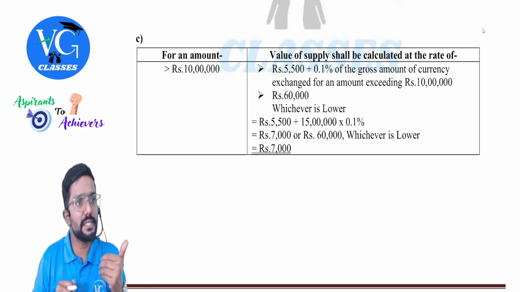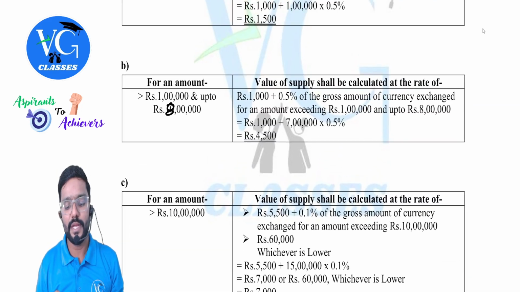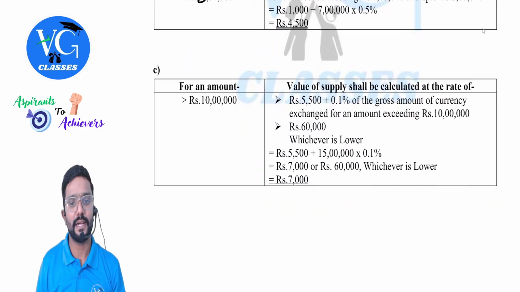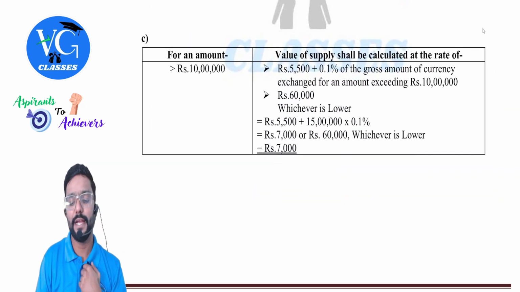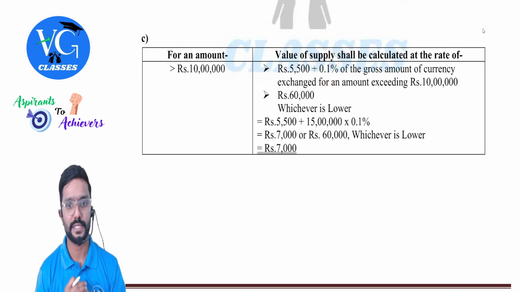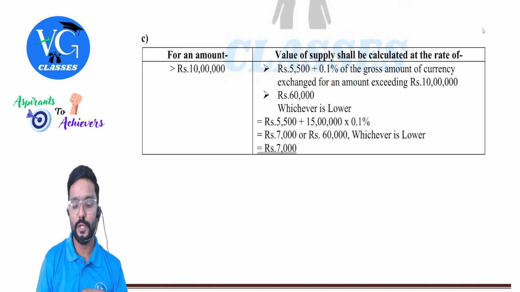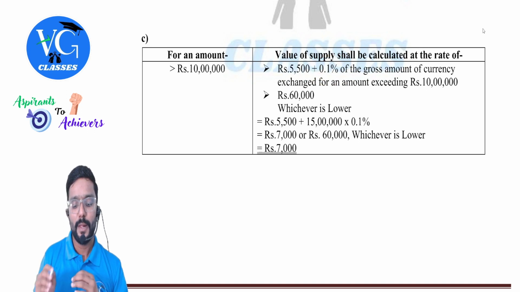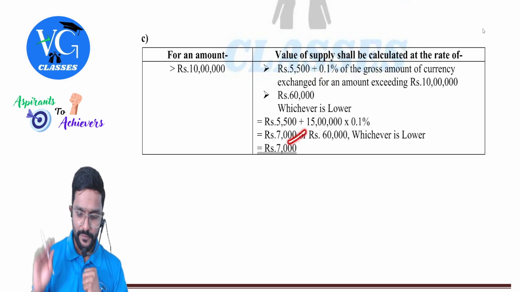Plus, in excess of 10 lakh, how much is there, people? In excess of 10 lakh, it would be 15 lakh. So on 15 lakh, it is 0.1%. Okay, sir. So 0.1% on 15 lakh comes to how much? 1,500.